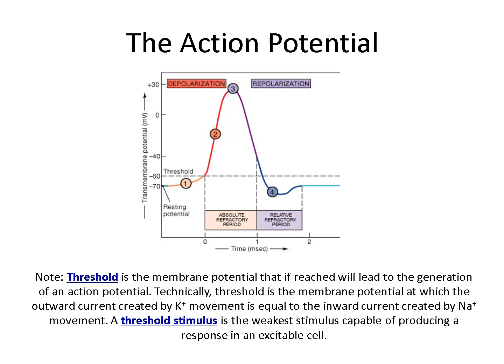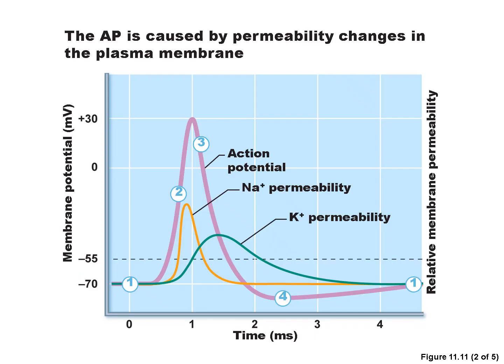Notice that there is an absolute refractory period and a relative refractory period occurring during the action potential. During the absolute refractory period, a new stimulus, no matter how strong, cannot trigger another action potential from this neuron. During the relative refractory period, it is possible to trigger another action potential, but it takes a much stronger stimulus than the stimulus that led to the current action potential. The following slide will explain what causes the various steps of the action potential and the causes of the absolute and relative refractory periods.